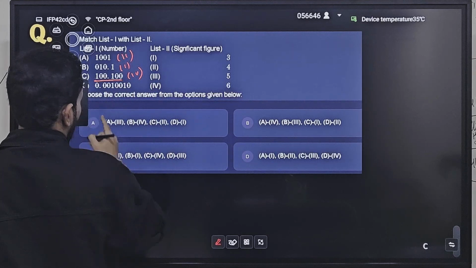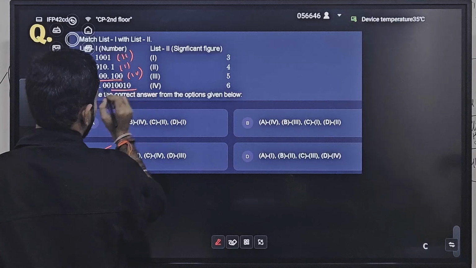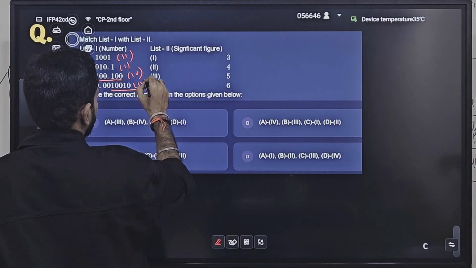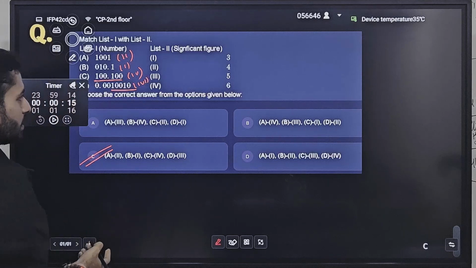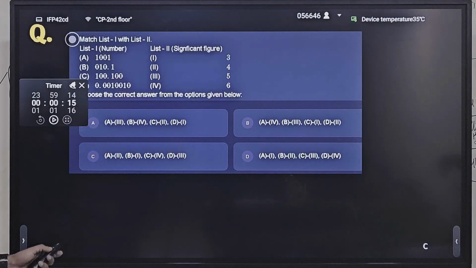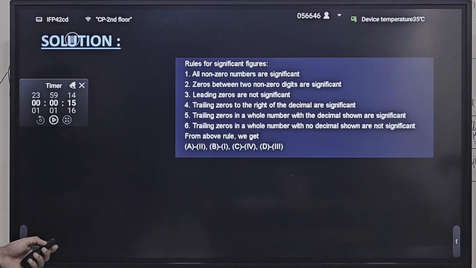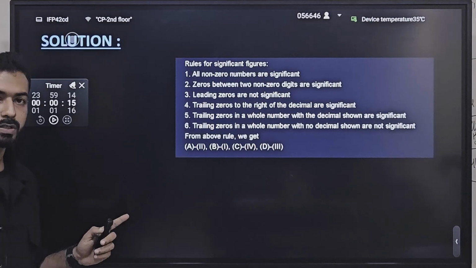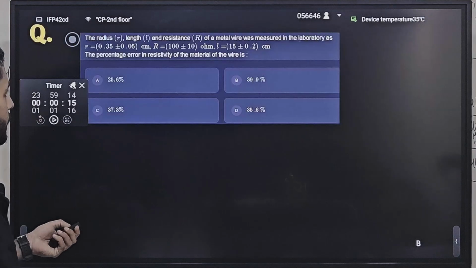Then check here, how many significant digits? The last one has 5 significant digits. That means the number of significant digits is 5. Which option is correct? 3. I will analyze all these options. These are very basic things that you can understand. And these are the rules. Again, I am saying these rules are very important. Very simple rules, but they can give you 4 marks easily.